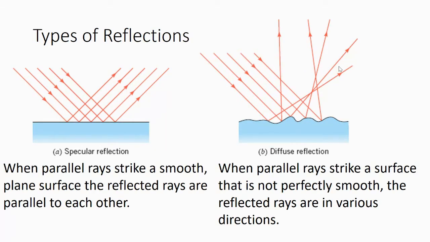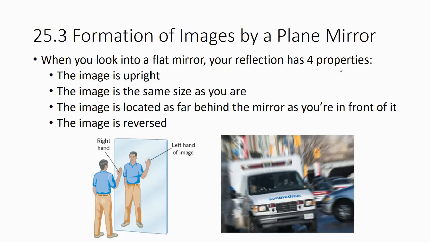Types of reflections. So for this class, we're looking at specular reflection. So that's when your rays strike a smooth, plane surface and the reflected rays are parallel to each other. This is simple compared to the diffuse reflection, which happens a lot in real life, obviously, but that is when parallel rays strike a surface that's not perfectly smooth, and those rays are reflected in various directions.